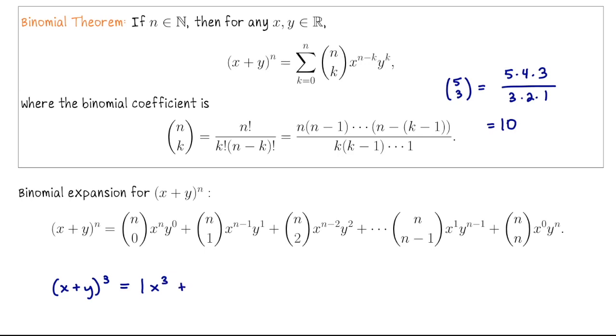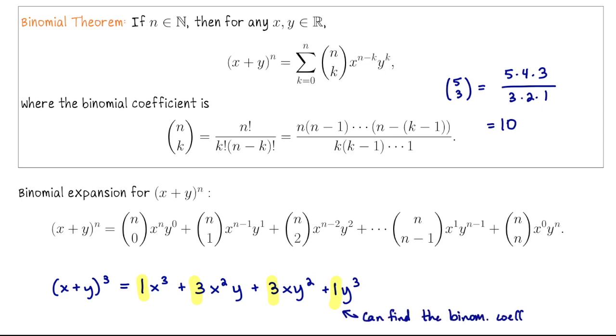Plus 3 choose 1 is 3. So then it would be 3x squared y to the 1. Plus 3 choose 2 is also 3. So that's 3xy squared. And then plus n choose n is always 1. So 3 choose 3 is 1. x to the 0 y cubed. Let me put a 1 in there. And you might recognize the numbers 1, 3, 3, 1. Those coefficients actually can all be found in Pascal's triangle.